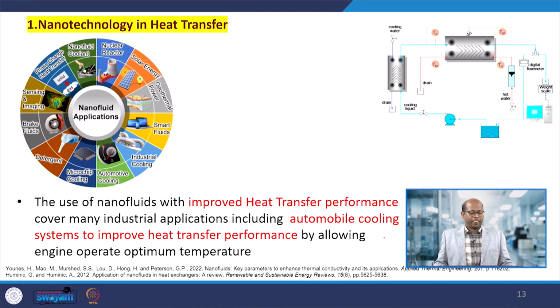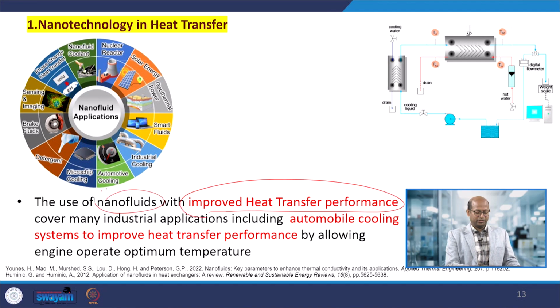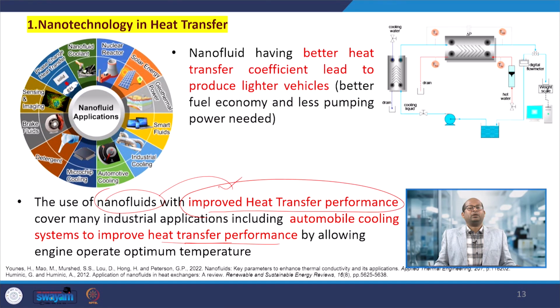So, okay. Next step, nanotechnology in heat transfer. I said thermal fluids we can use, it improves the heat transfer performance. Suppose we have prepared nanomaterials and we are using them with the base fluids. So, prepared nanofluids are useful to improve the heat transfer performance in the automobile industry as cooling systems. By that way we can operate the engines at optimum temperatures.